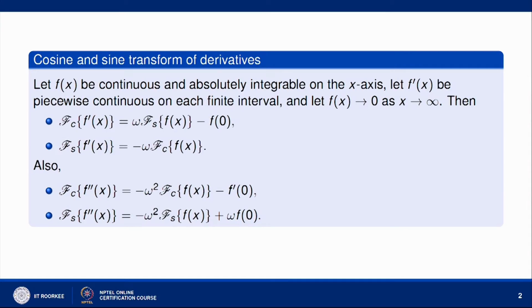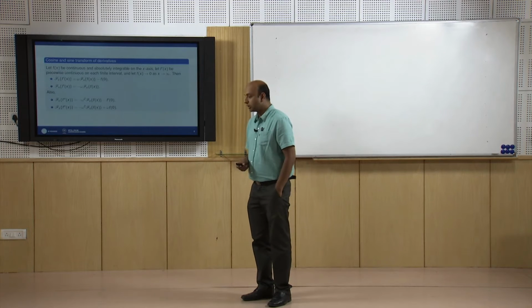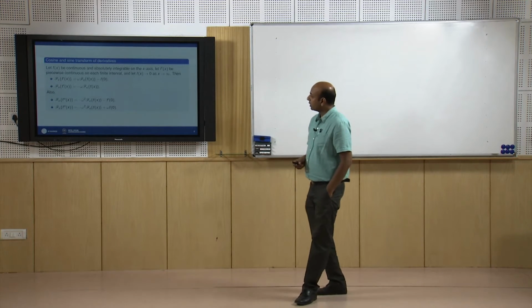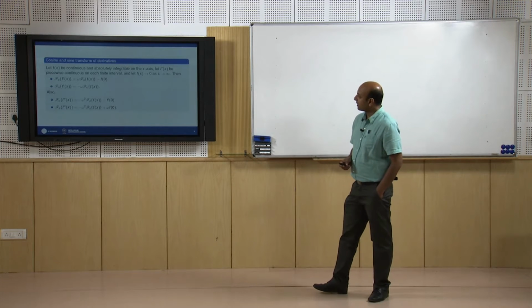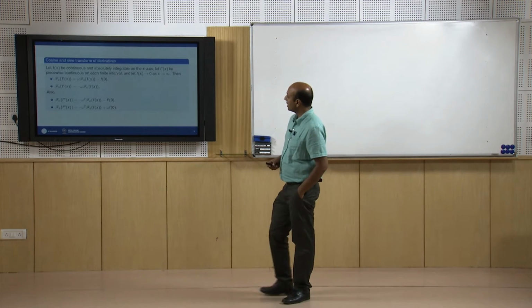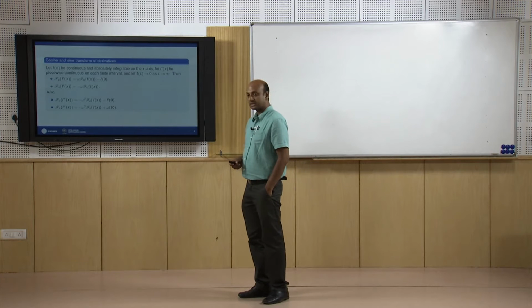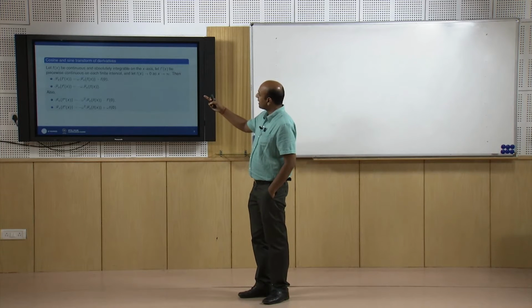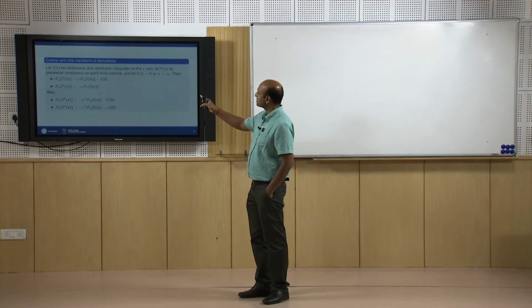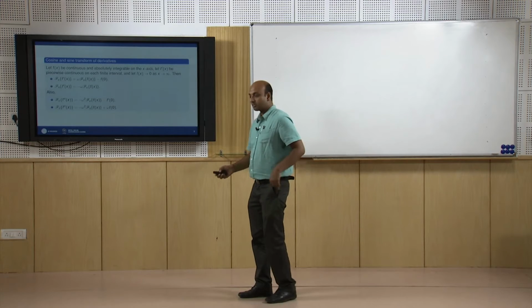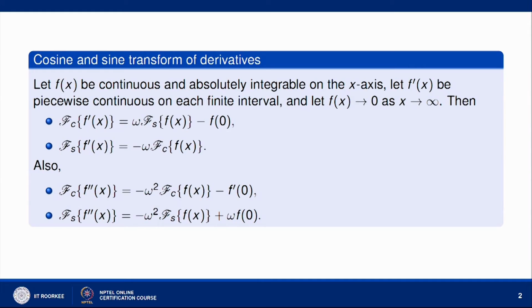If we want to find the Fourier cosine of f dash x, that will be nothing but omega times the Fourier sine of f x minus f 0, and similarly the Fourier sine of f dash x will be nothing but minus omega times the Fourier cosine of f x. When you replace f by f dash in the first expression and in the second expression, you will get back these two expressions. We have already derived this in the last lectures.